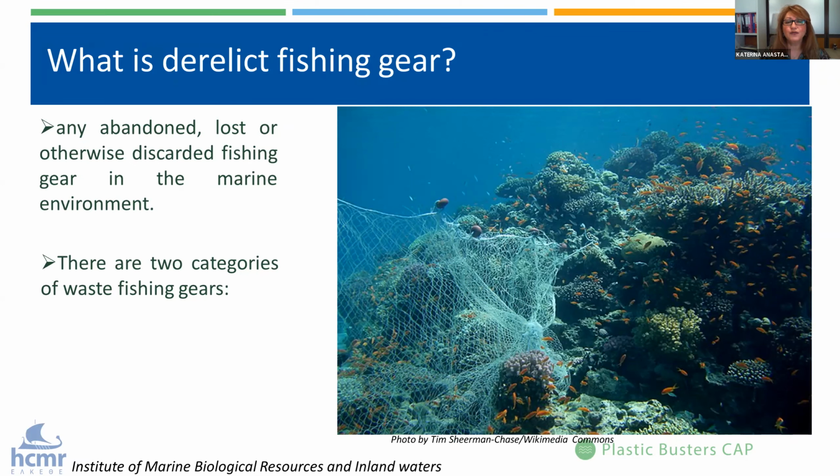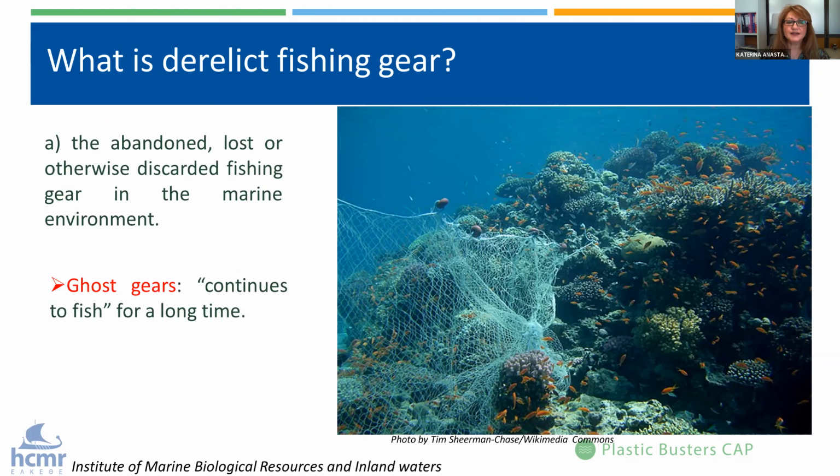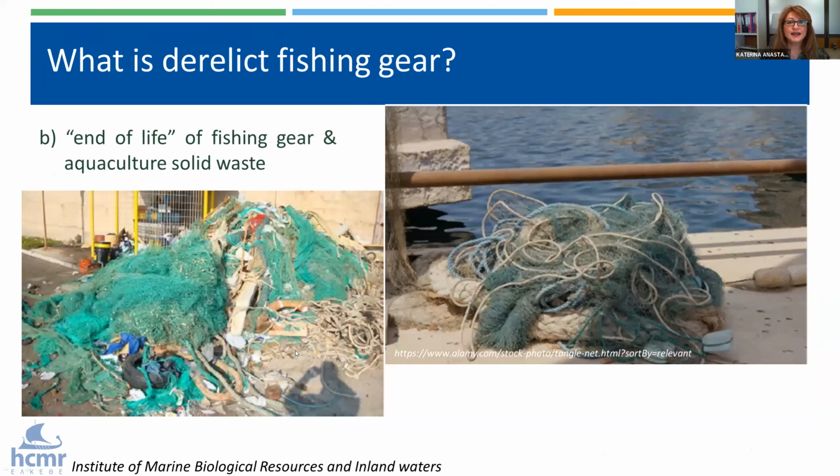There are two categories of waste fishing gear. The first category is the abandoned, lost, and discarded fishing gear in the marine environment. Very often it is known as ghost gear, because these are invisible gears, as you can see in this image, that are no longer under the fisherman's control and continue to fish for a long time. The second category is the end-of-life fishing gear, which are the old gears, the unused gears, the damaged gears, gears that are no longer needed and for this reason are discarded, and the aquaculture solid waste, like the mussel nets or the offshore cage nets.